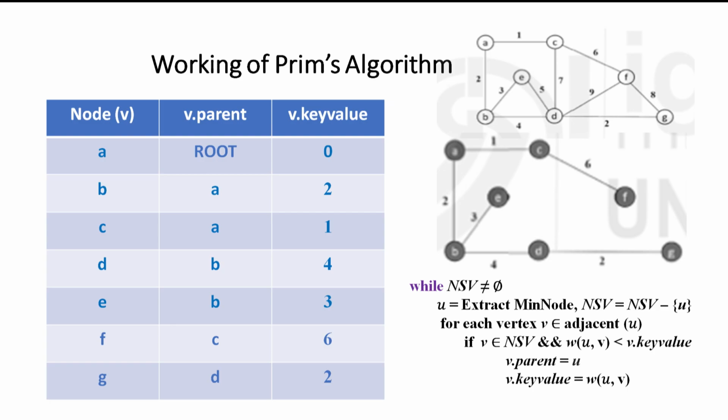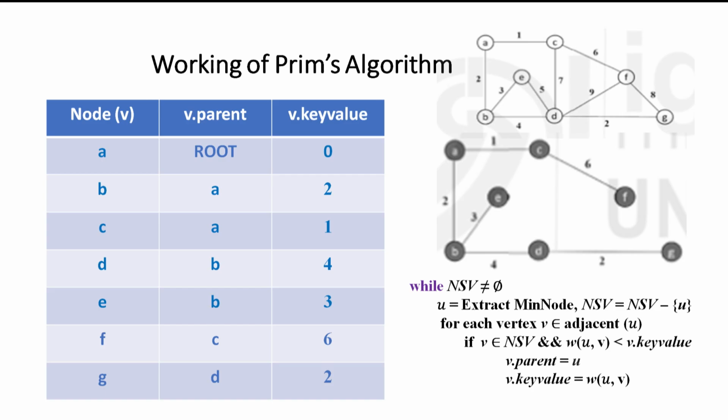So here in this slide we can see that the cost of the minimum spanning tree is 1 plus 2 plus 3 plus 4 plus 2 plus 6, that is 3, 3, 6, 10, 16, or a total of 18. So 18 is the total cost, the total weight of the minimum spanning tree.